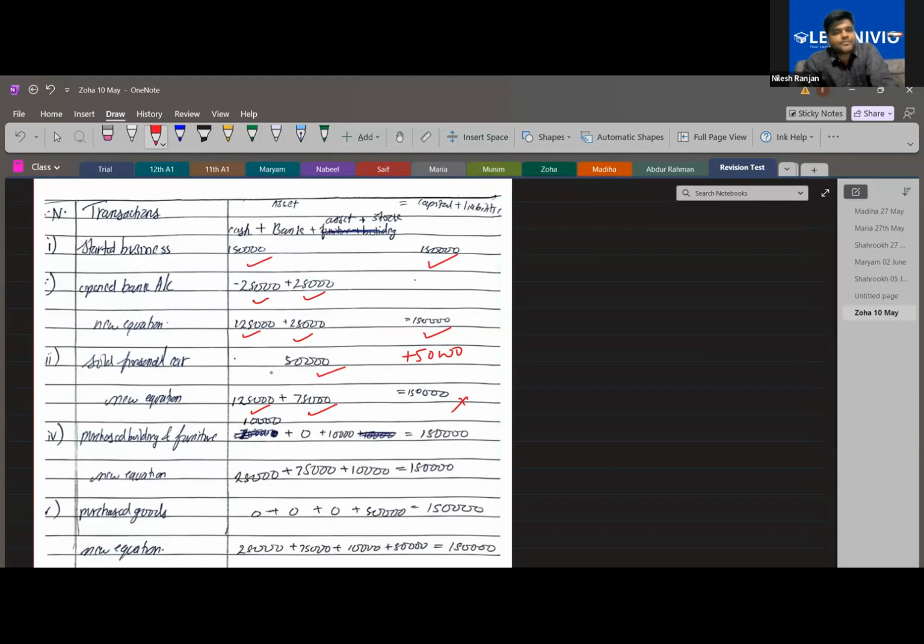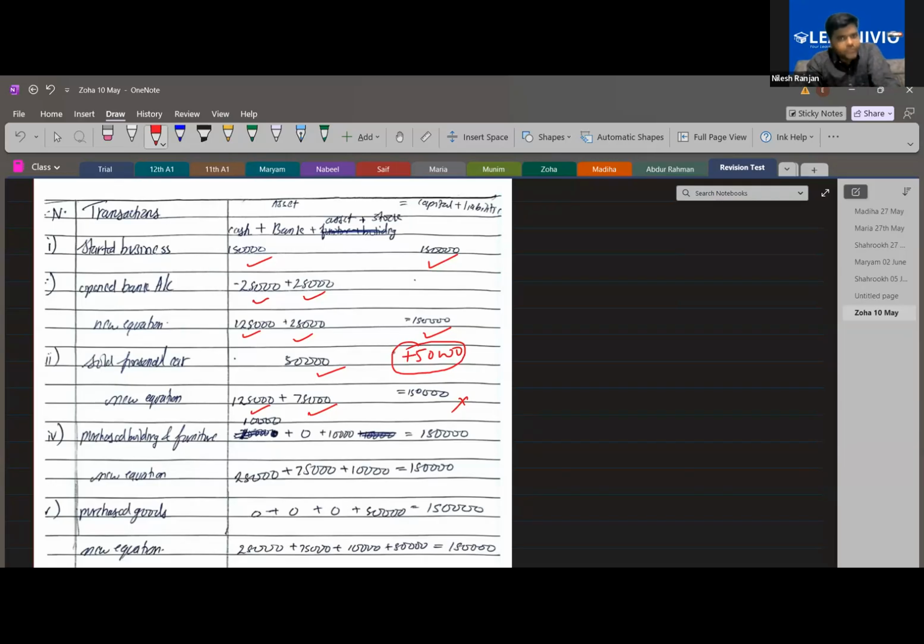Yes, it will. But what is the second entry for this? You missed the second entry. You can see here, I have written this 50,000 in capital, but you have written only one item on the asset side. So where is the other item? Yeah, I didn't realize that there is another item for this.